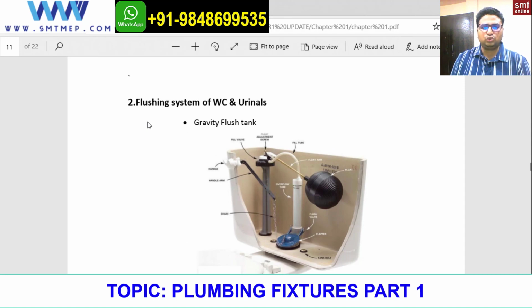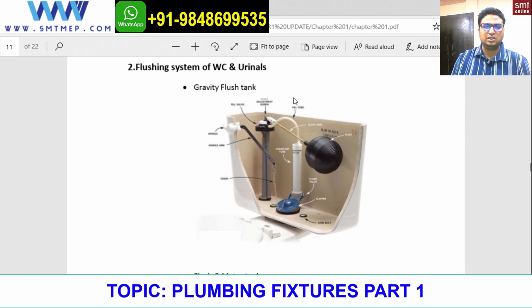The second fixture is the flushing system of WC and urinals. This is a gravity flush tank, commonly seen in our household. Here the flushing is done by means of gravity, nothing but the gravity force we have here. This flushes and cleans up the bowl.